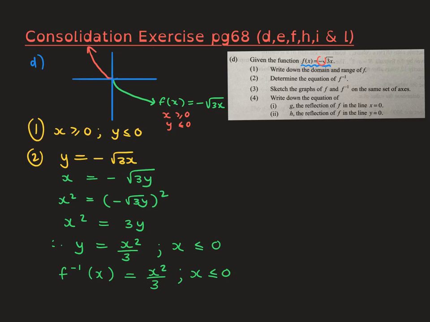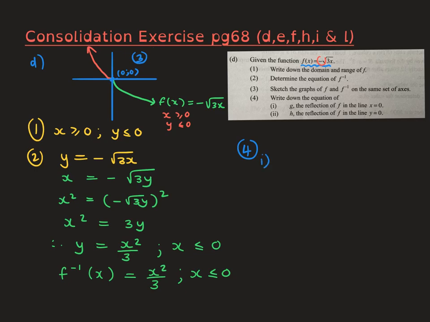Sketch the graph. There. Question 3. Just label the origin. And you can label another point on each graph as well if you like. I think that's good enough. They didn't ask us to. Write down the equation of the reflections.